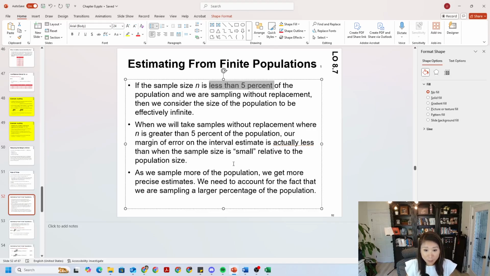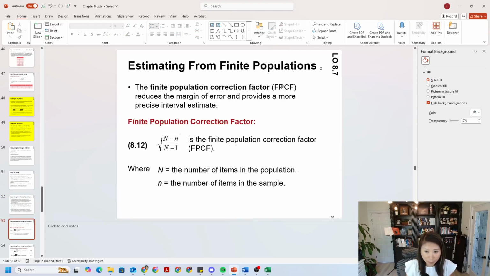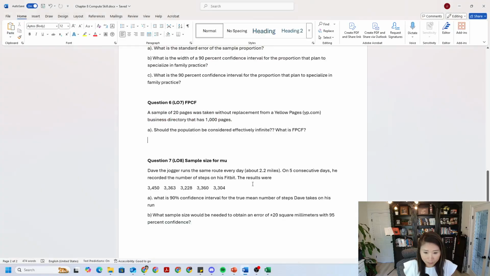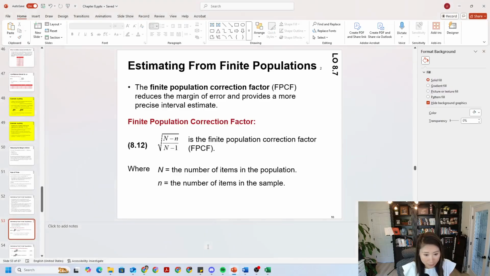So if it's infinite, we don't need to use FPCF in our interval calculation. We only need it if we are facing a finite population. That's why at the beginning when I designed this question, I did not require you to calculate FPCF, because I know the population is effectively infinite. But for the sake of calculation, to learn how to calculate using the formula, let's still calculate the FPCF. But you need to know for this example, we don't need to use it. Anyway, we still try to learn how to calculate using this example.